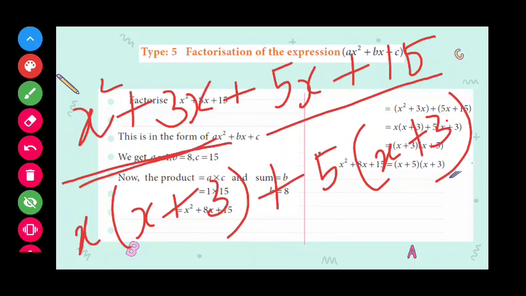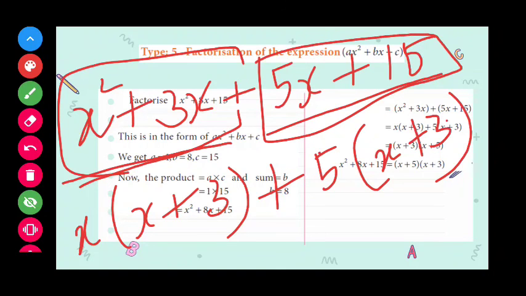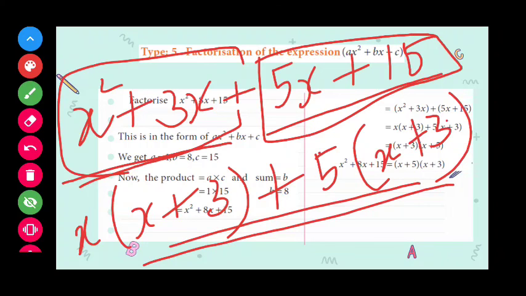From the first two terms we are taking x common, and from the next two terms we are taking 5 common. Now you have the common binomial factor x plus 3 in both terms. Now we take x plus 3 out. The remaining value after taking x plus 3 out is x plus 5. So the final answer is x plus 3 into x plus 5.